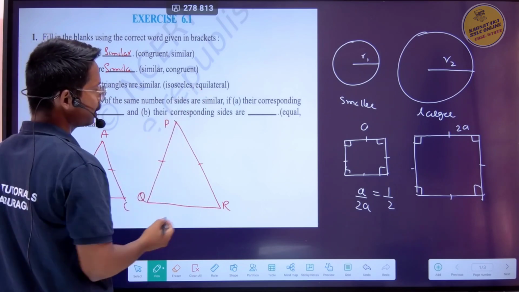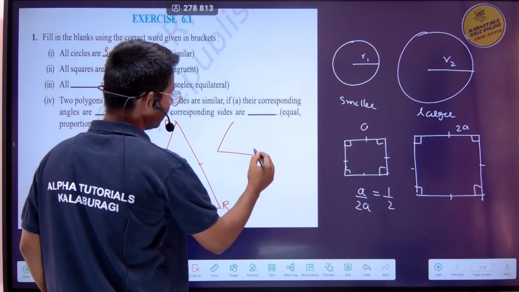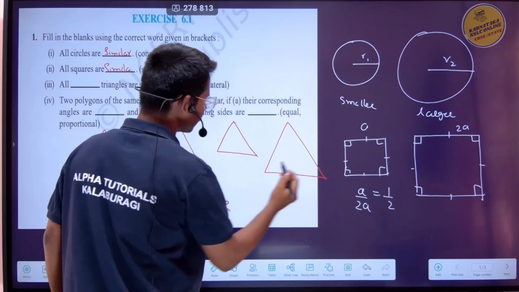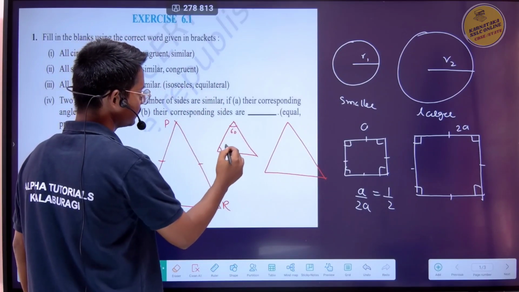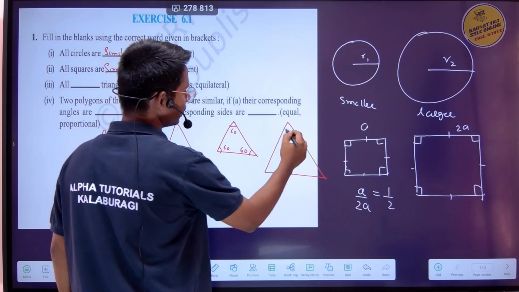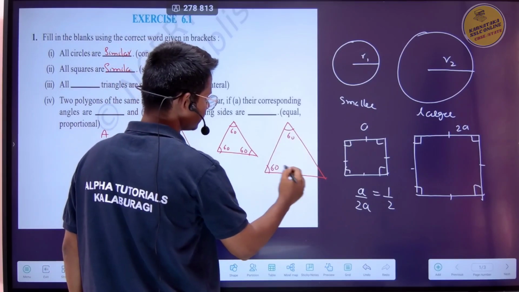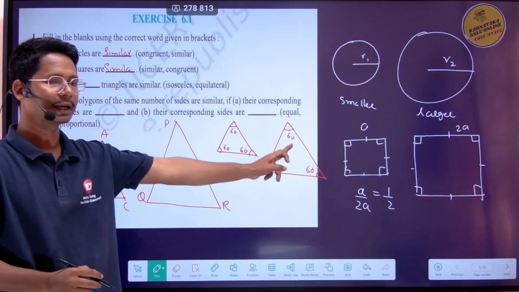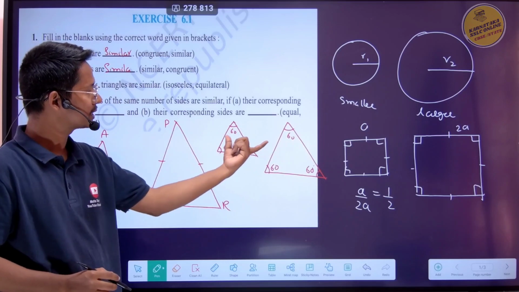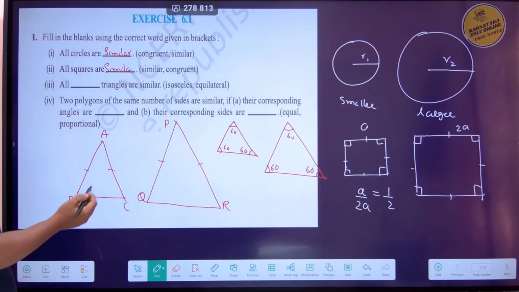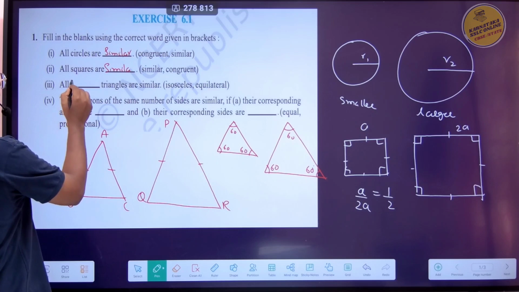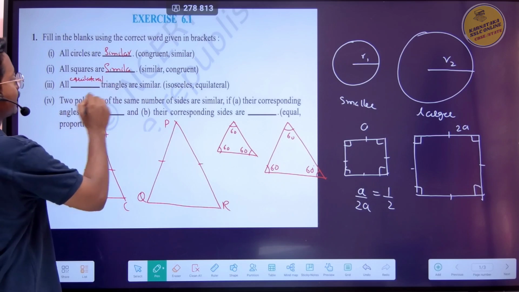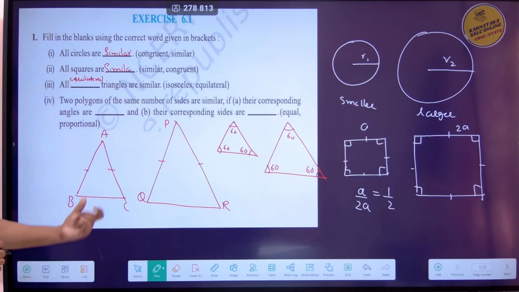But if I consider an equilateral triangle, because we know for any size of equilateral triangle each angle is going to be 60. So here it is 60, 60, and again it is 60, 60 and 60. So for an equilateral triangle the corresponding angles are equal and also the corresponding sides ratio is going to be the same. So all equilateral triangles are said to be similar, not isosceles.